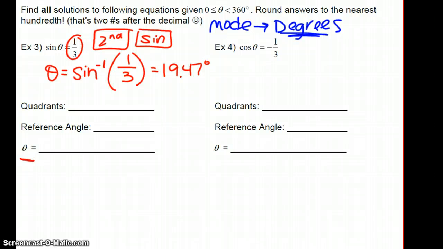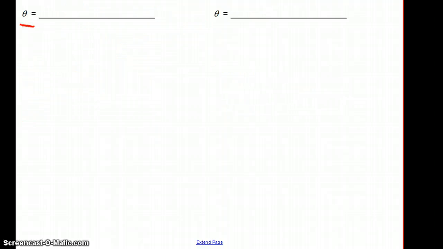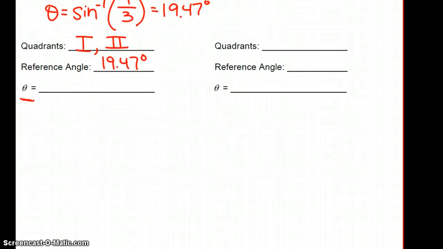So we want to know, where does the sine of theta equal 1/3? First, think about what quadrants sine can be a positive 1/3. Sine is positive in quadrants 1 and 2. Reference angle, which we just found, is 19.47 degrees. And then to find out what my values of theta are, and you will most likely have more than one solution, I'm going to graph it first.